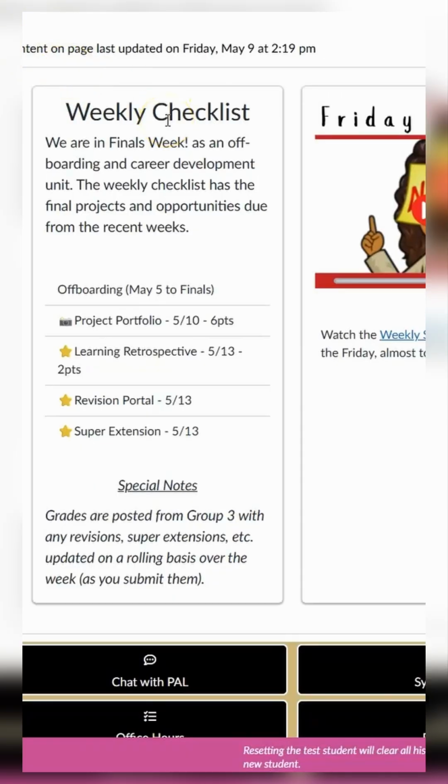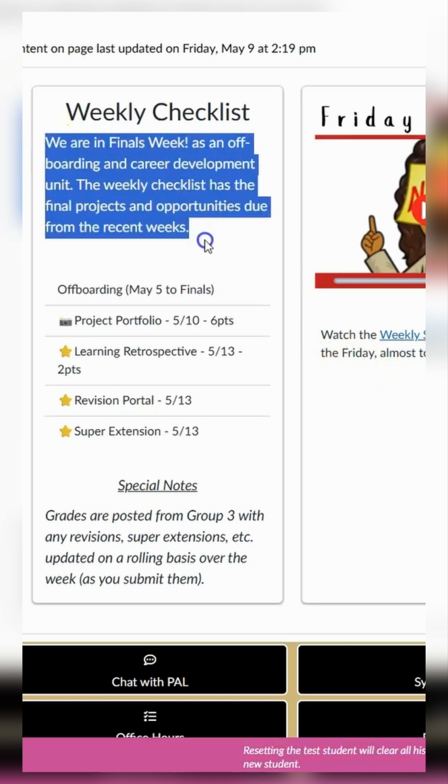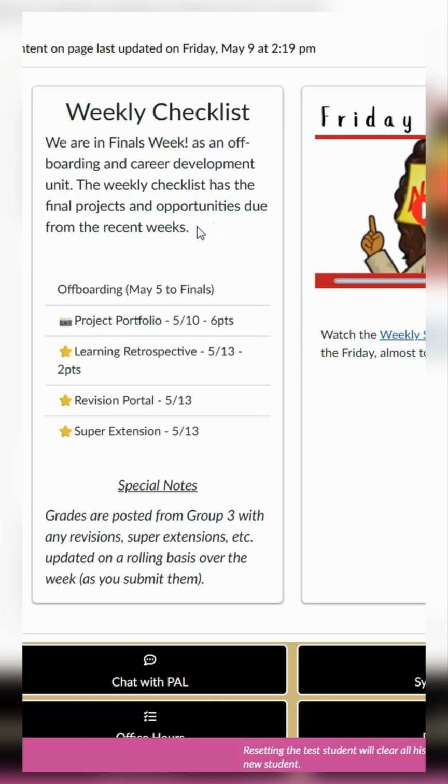Some of the ways I did that: on my homepage, we have a weekly checklist. Every single week, basically every Friday afternoon at the end of the week, I would update this with, hey, here's where we are in the class schedule, here's the week number, here's what we're going to be talking about. Any assignments got linked in here.